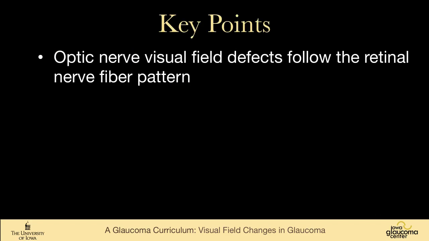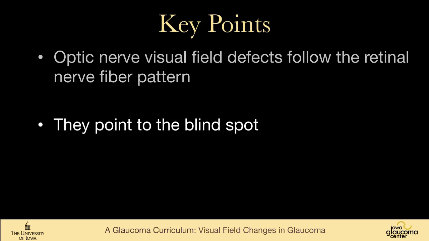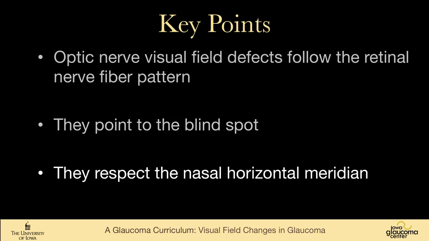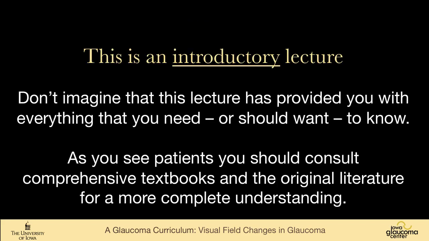So the key points: optic nerve visual field defects follow the retinal nerve fiber layer pattern. Have I said that enough? They point to the blind spot, and they respect the nasal horizontal meridian, only on the nasal part of the visual field. So I'm not sure that all the little names of the visual fields are all that useful or helpful, but I think the concept of looking at the field and having that nerve fiber layer tattooed in your brain is a useful way of thinking about glaucoma fields.